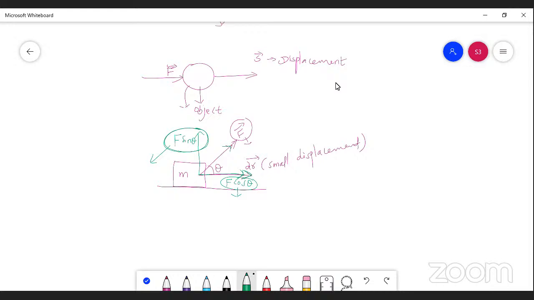So generally, the work done by the application of force can be expressed mathematically. Due to the application of force, the body displaces with the small displacement dr. Then the work done by the application of force is dW equal to, commonly, F vector dot dr vector.